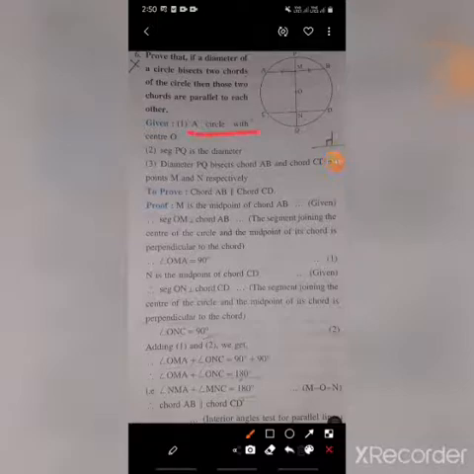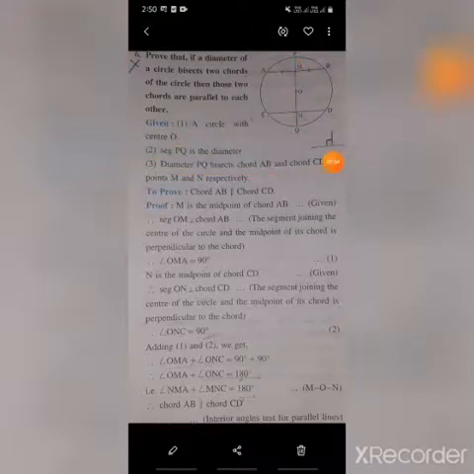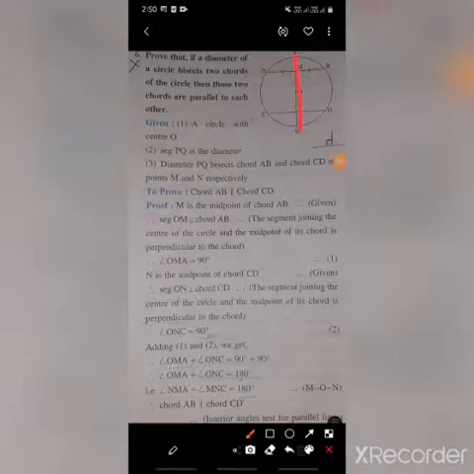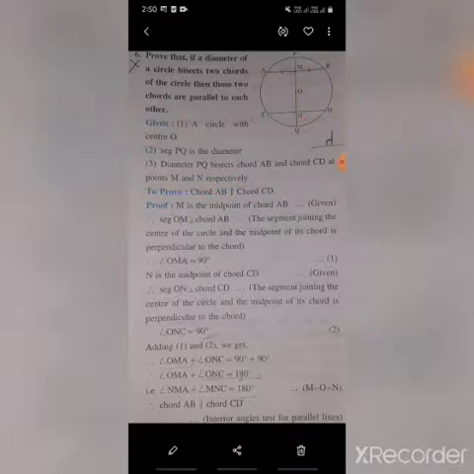Given a circle with center O. Segment PQ is a diameter. Diameter PQ bisects chord AB and chord CD. This one, PQ, bisects AB and CD at points M and N respectively. Then we have to prove chord AB is parallel to CD.